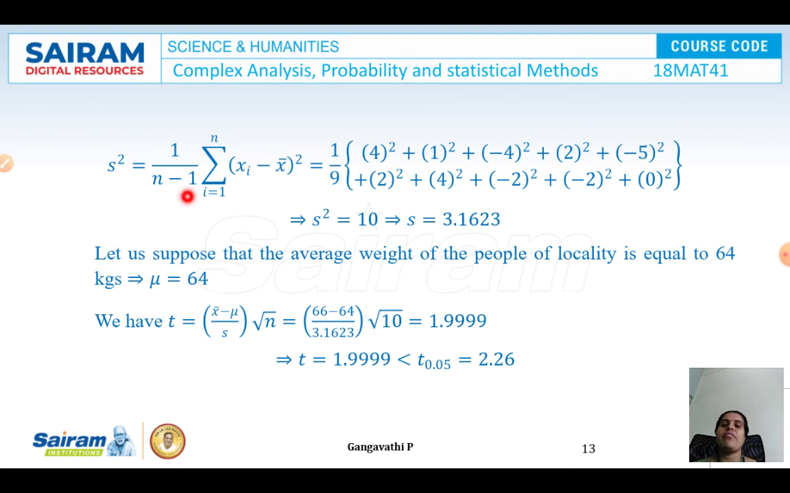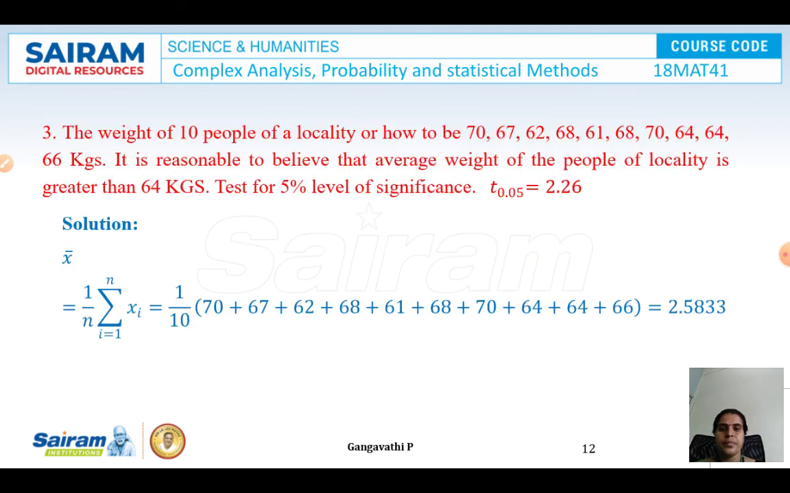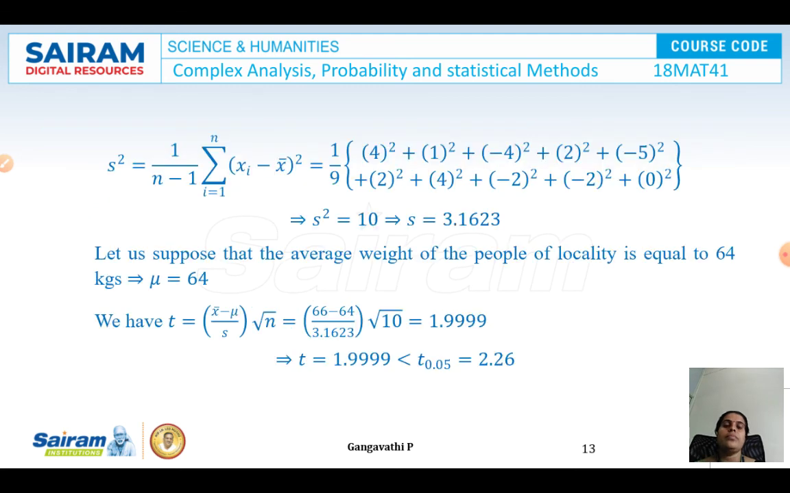So s square value, the formula is 1 by n minus 1, summation i varies from 1 to n, xi minus x bar whole square. So n is 10 and n minus 1 is 9. So x1 minus 2.58 whole square. If we proceed like that, we get the squares of the deviations. So now s square is equal to 10 and s is equal to 3.1623.